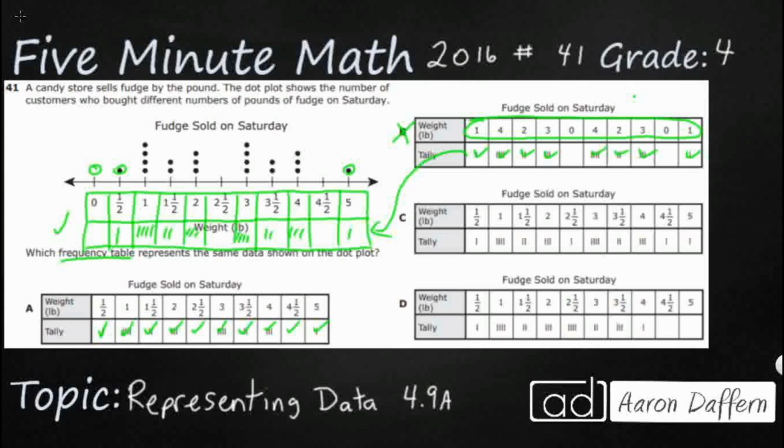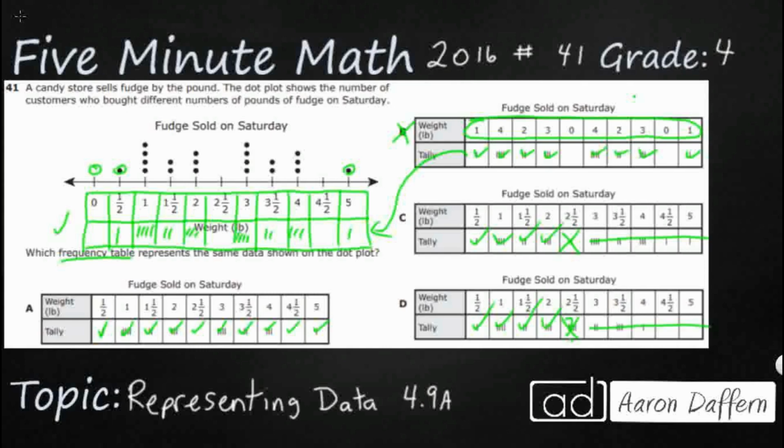Let's check C to double check. So 1/2 looks good. It's looking good for 1. Looking good for 1.5. 2 looks good. Oh, 2.5. 2.5 does not have 1. So that is incorrect. We'll go ahead and just ignore the rest because it needs to be 100% correct. D. Half looks good. 1 looks good. 1.5 looks good. 2 looks good. Why 2.5? Why would we get this here? We don't need 4. No, that is incorrect.